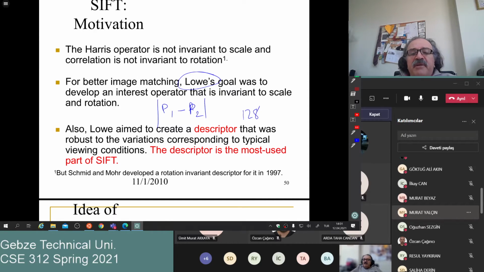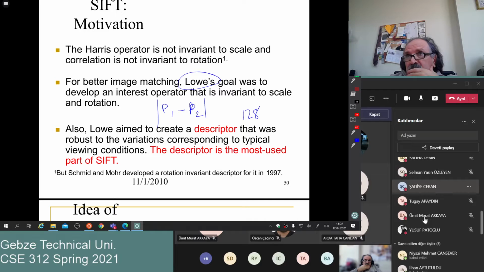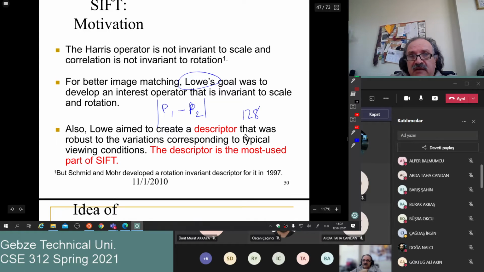Okay, some people do this. Some people find the Harris corners and then use the SIFT descriptor around those corners. Some people do this for matching between 2 images. Okay, any questions? Okay, good. Okay, I will continue.